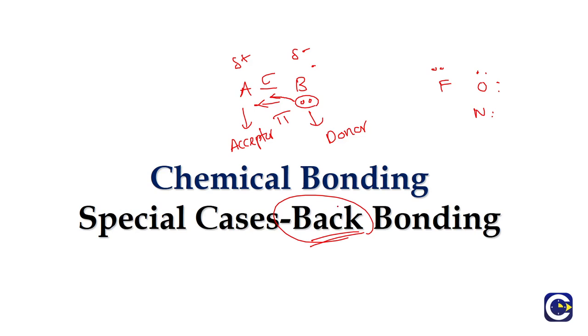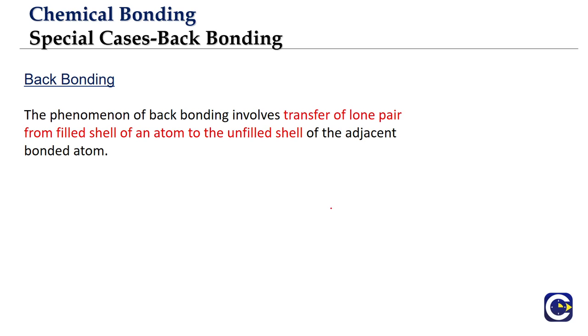Now we will see what are the cases where we will have this back bonding and what are some of the outcomes of back bonding. First we will start with the basic idea: what is back bonding? It is the phenomenon of transfer of lone pair of electrons from the filled shell of an atom to the unfilled shell of the adjacent bonded atom.